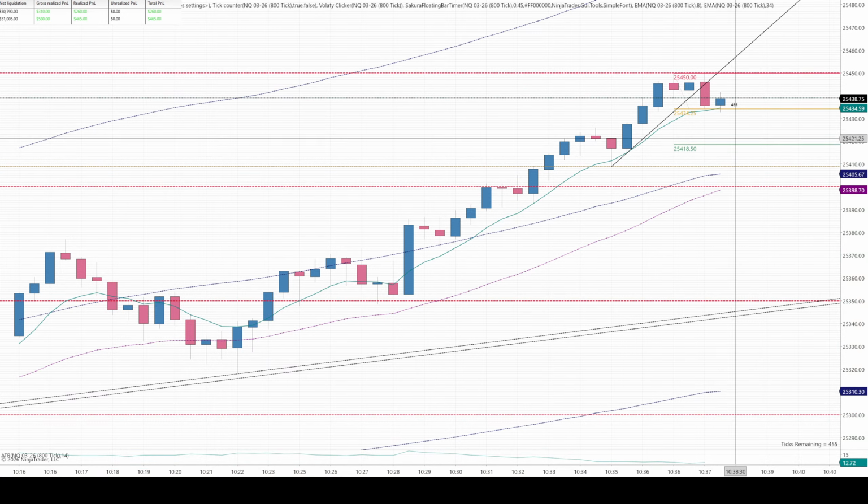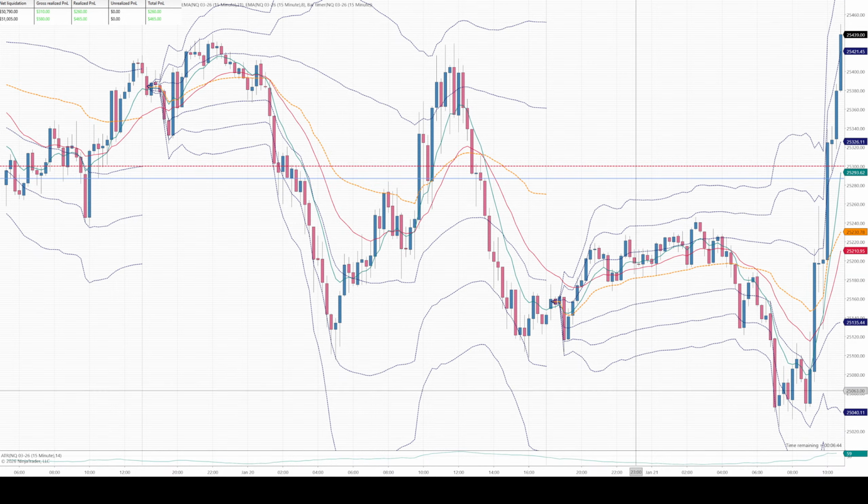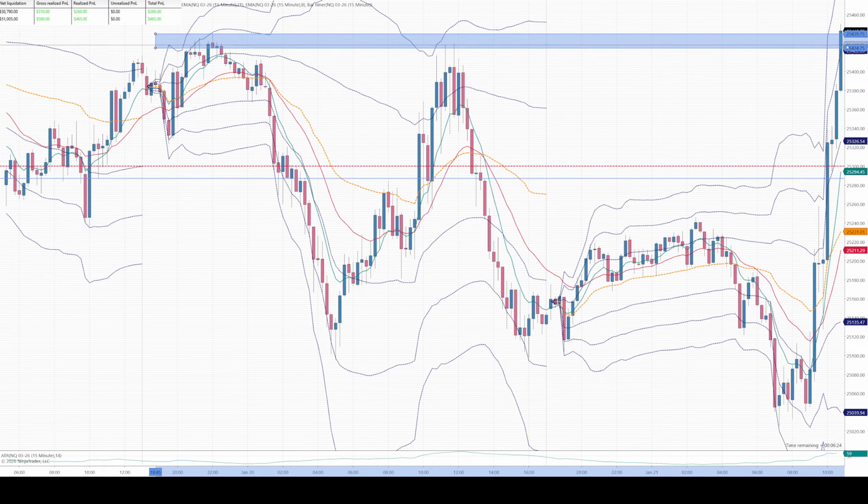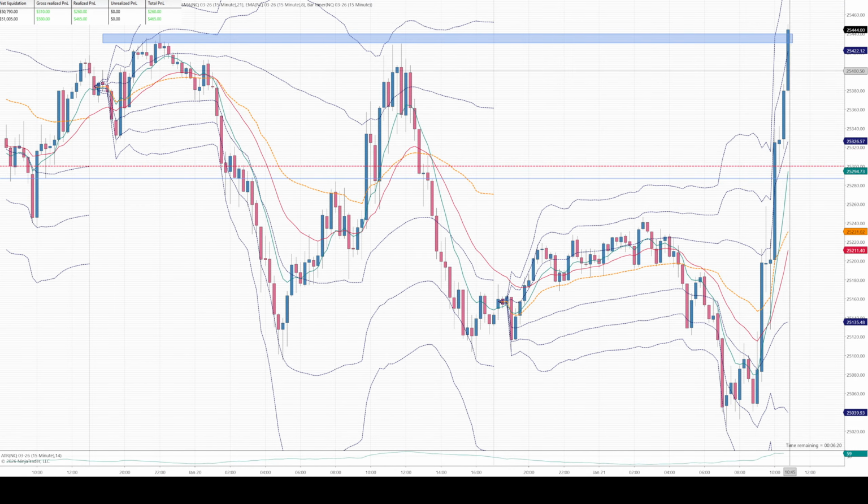I don't know about this one. We're in such a strong bullish. Let me look at the 15-minute and see where we're at. Oh yeah, we're definitely in this strong area of resistance here. If you guys could see it, I'll draw it for you. There it is. Boom. We're in that zone right now on the 15-minute. Let's go back to the 800 and see.